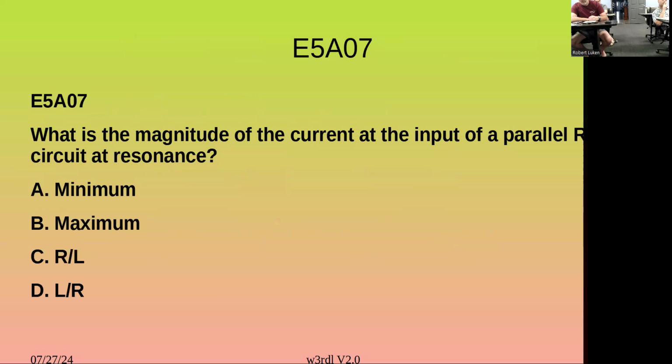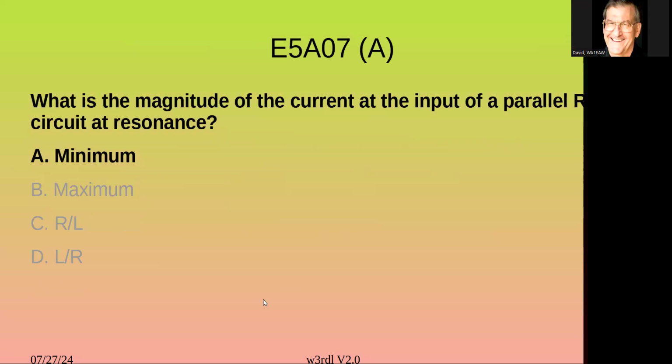So what is the magnitude of the current at the input of a parallel RLC circuit at resonance? It's R over S over R. Resistance divided by inductance or inductance divided by resistance? I'll give you a clue. Those are the left fielders. Yeah, I was looking parallel, and so parallel is minimum. Very good. Question? Bob?